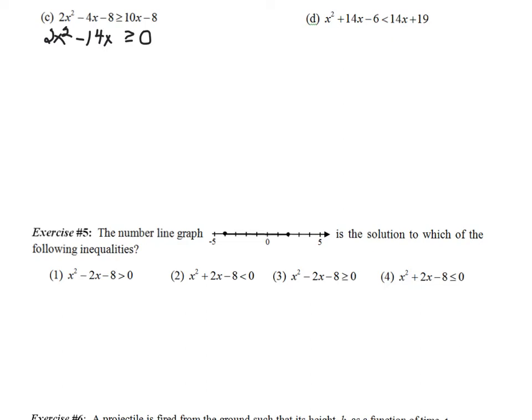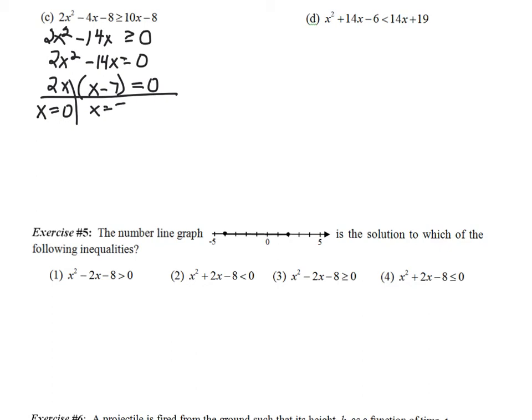Now this one isn't a trinomial, so when I set my polynomial equal to 0, I'm going to do a different kind of factoring. This one looks like it's going to be a GCF, so factor out a 2x, and I'm left with x minus 7 equals 0. So that gives me the two zeros, x equals 0 and x equals 7. Making my number line, I'm going to include 0 and 7. And because the inequality included an equals, I'm going to fill in the circles at 0 and at 7.